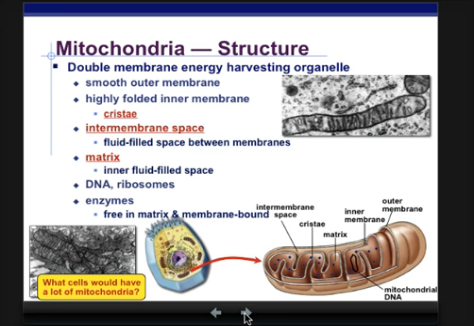And what cells would have a lot of mitochondria? I think I've said this a bunch of times to you. Of course the kind that need to do a lot of energetic work, like muscles.